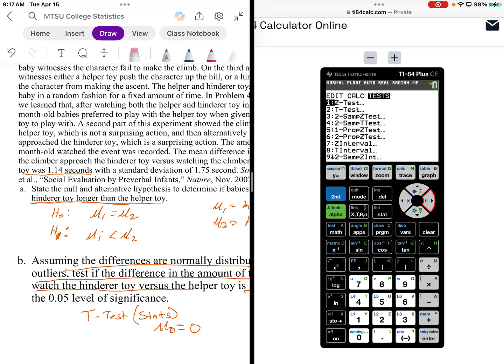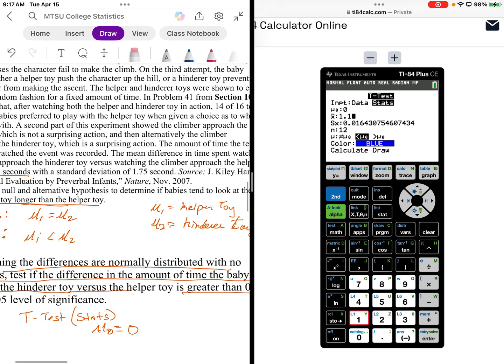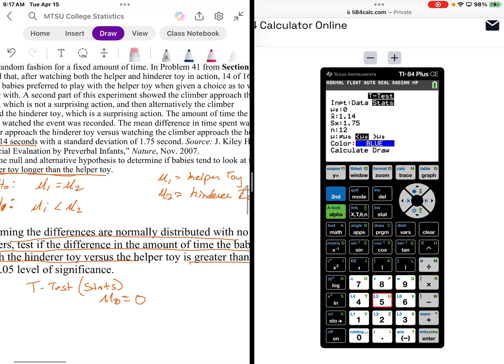My apologies. They told us that the mean was 1.14 and the standard deviation was 1.75. So X bar was 1.14, and S sub X is 1.75. Again, we are choosing that it is less than, so we want to keep with that middle option. Sample size was 16. So N was equal to 16 because they said there were 16 10-month-olds.